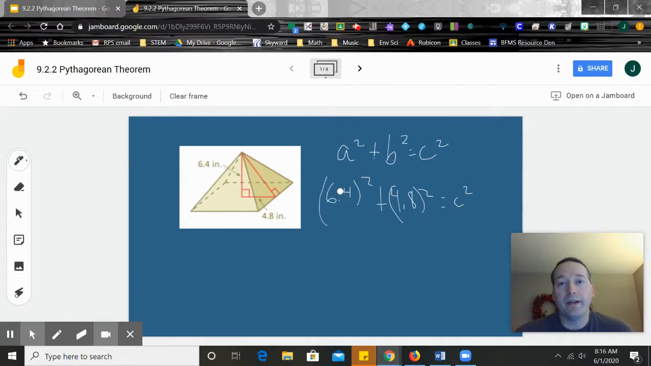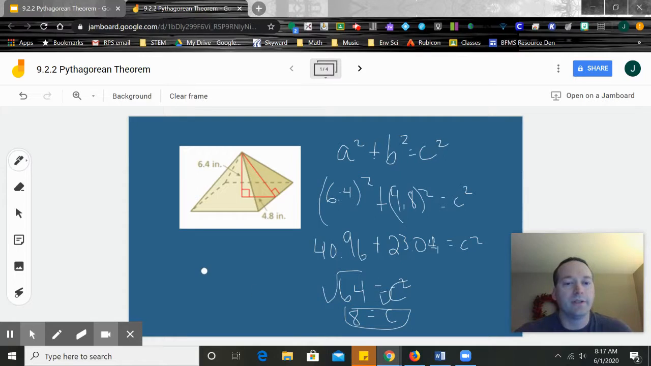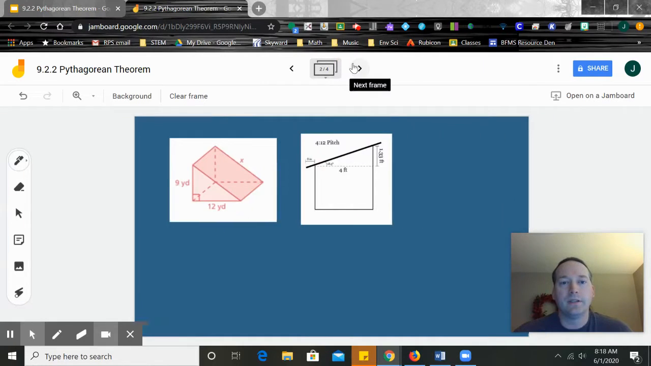So 6.4 squared is 40.96, and 4.8 squared is 23.04. Now we add those up, and that becomes 64. That equals c squared. So now we just take the square root of both sides, and c equals 8. So the length of this side is going to be 8 inches. Okay? Let's go to the next one.